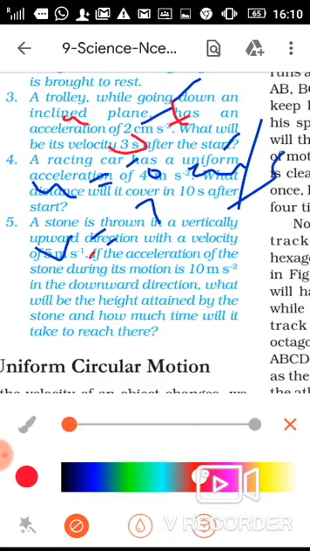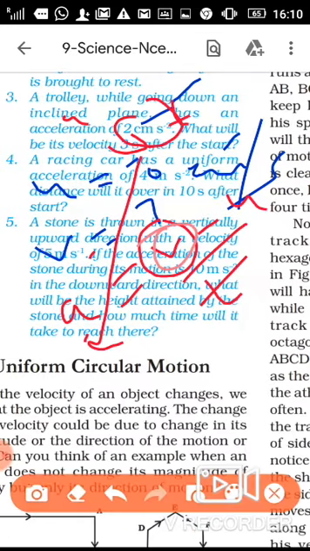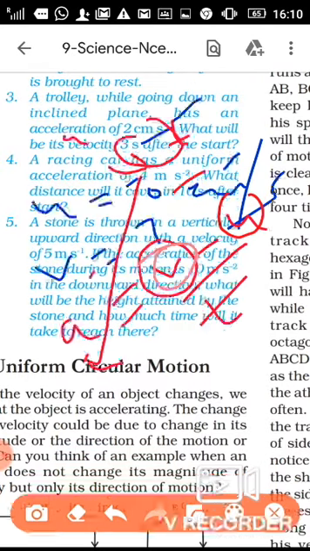Then you will use the formula of acceleration: A is equal to V minus U divided by time. A is 2 centimeter per second squared. You put it here, and then you have to find V. Leave it as it is. And U is what? U is 0. Again, I will just tell you.